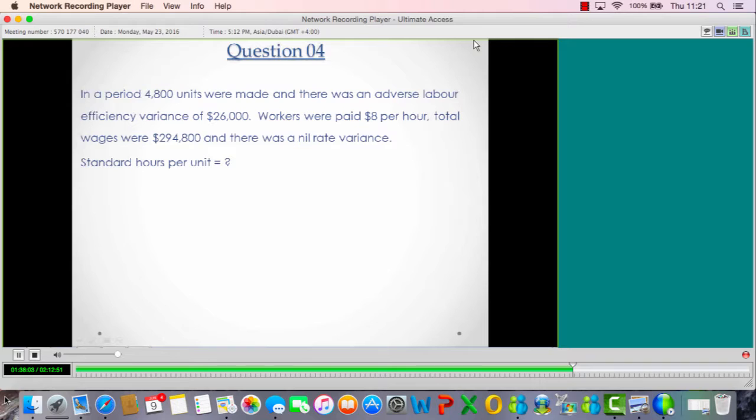Now, how does the efficiency variance come? Efficiency variance comes from the difference between the units into the standard hours minus the units into the actual hours. So that should give me the efficiency variance, right? Yeah.